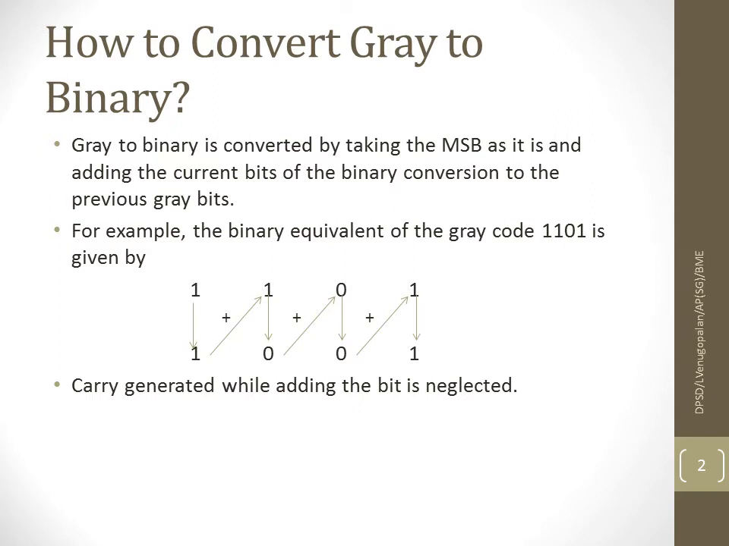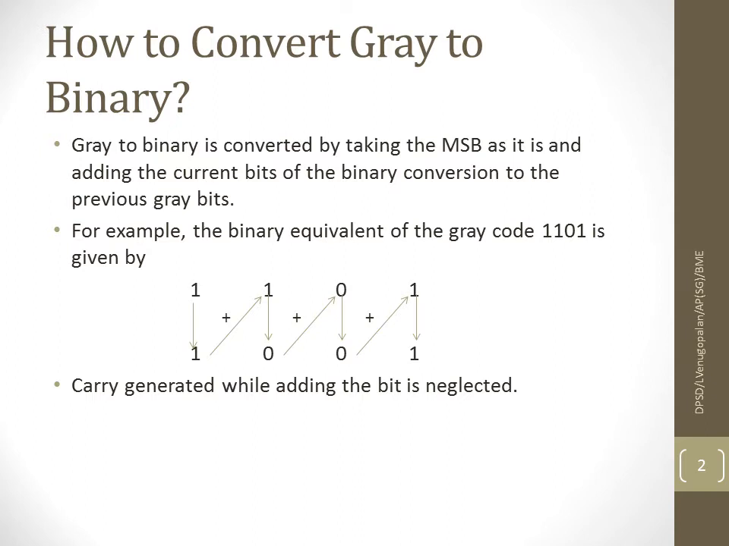Suppose I have 1101 as a gray code and I need to find the equivalent binary. I write 1101 as it is, and the 1 from the most significant bit is taken as the most significant bit of the binary number. Now this most significant bit is added to the next bit of the gray number, and whatever the sum is, that is taken as the next bit of your binary number.